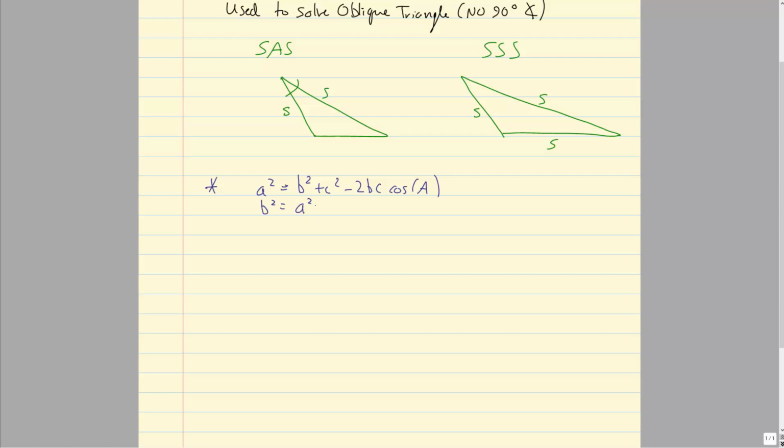B squared is equal to a squared plus c squared minus 2ac cosine of b. C squared. And again, these definitely need to be on your note card. You're going to be referring to these a lot, so that'll be important.